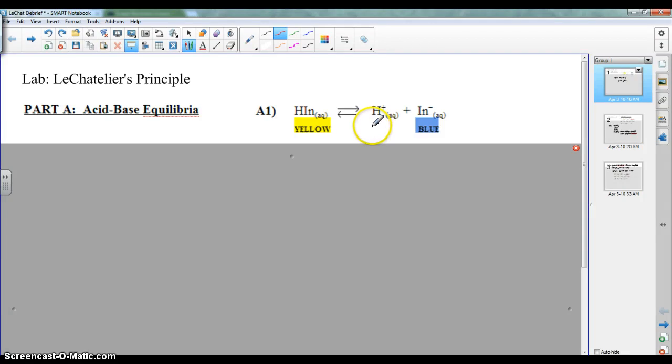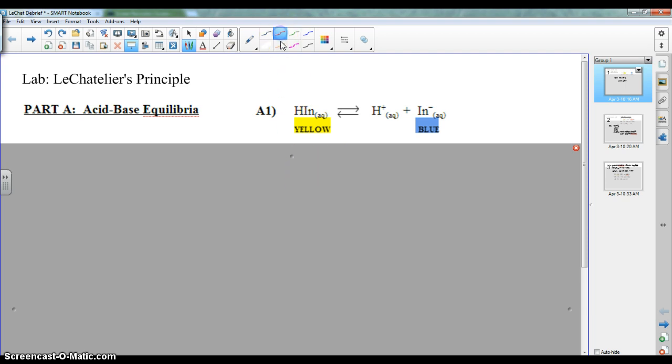This video will help debrief the LeChatelier's principle experiment that we did in lab yesterday and help you answer some of the post-lab questions. You recall we did two different equilibria. Part A was the acid-base equilibria, which I'll talk about first.